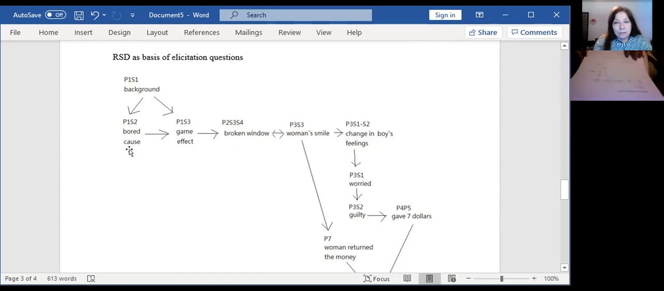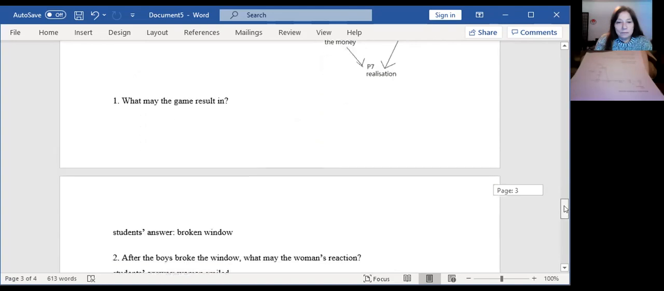And ask them what the game resulted in. What did the game result in? And so students will answer me. Students' answer is broken window. And then I write the student answer, broken window, on the backboard. You write it here on the diagram? Yes. And then I ask students a question. After the boys broke the window, what was the woman's reaction? So she smiled? Yes. I write my questions below the diagram. Here.